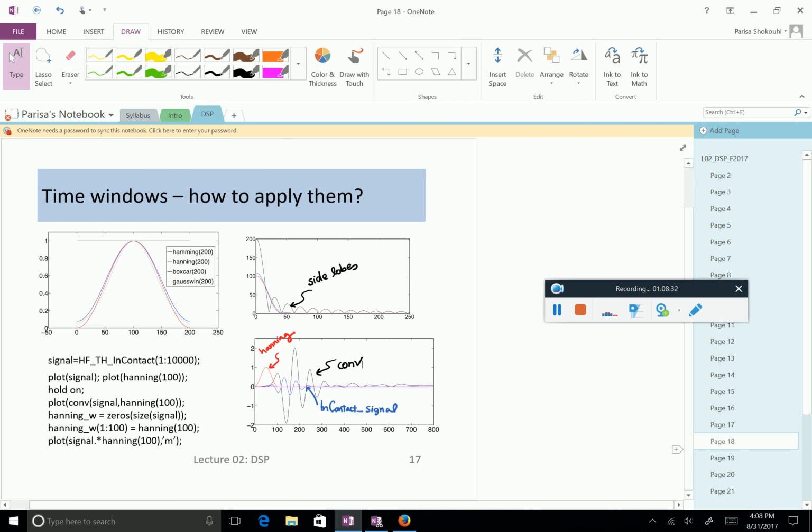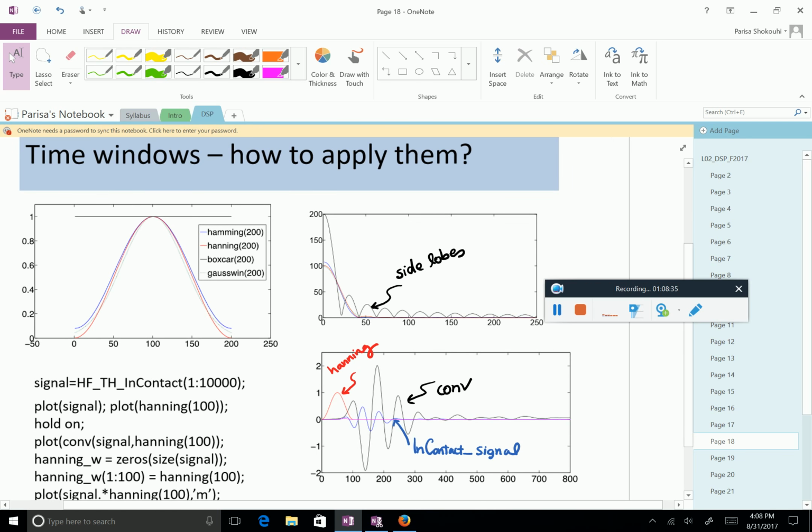Yeah, it depends on the application. You see they are kind of different. Hanning goes to zero. Hamming doesn't go to zero. They are both being used very much. Which is better depends on the application.